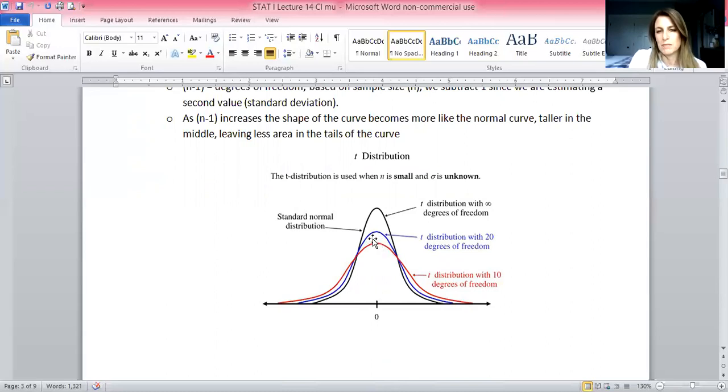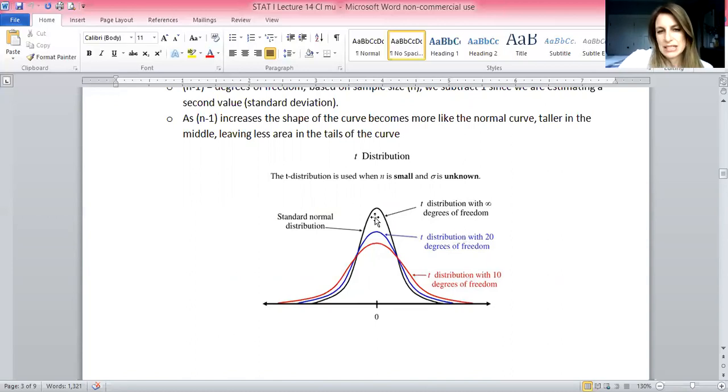So it's the one in the middle. That's my T curve with 20 degrees of freedom. So that means n is 21, and you can see how it's a little bit taller in the middle, and then it has a little bit less area over here in the tails. Then the black curve, that tall one, that's my T curve with infinite degrees of freedom. So that is actually my standard normal curve. That's my Z curve that we use in the proportions, the categorical data.